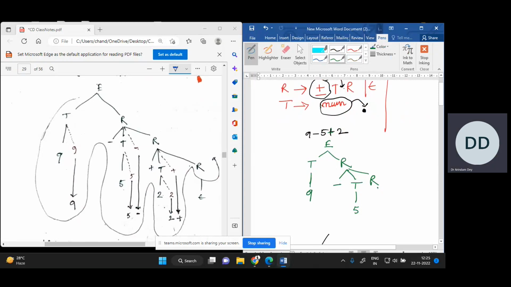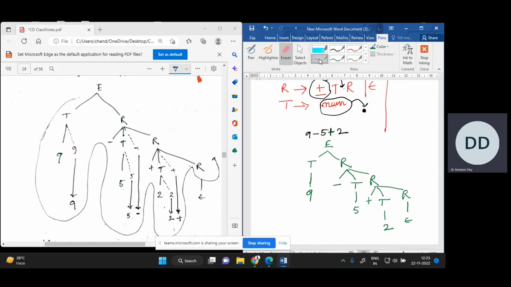So that should be plus, this is T, this is R. So this plus operator came. So T directly is producing 9 minus 5 plus 2, and R can generate epsilon. So there is no necessity to write epsilon. Right? Now I hope it is fine.